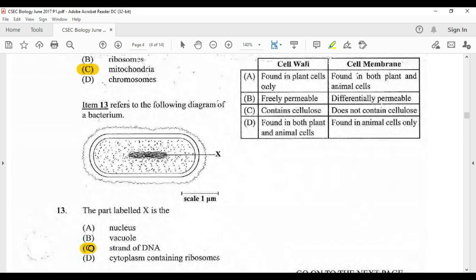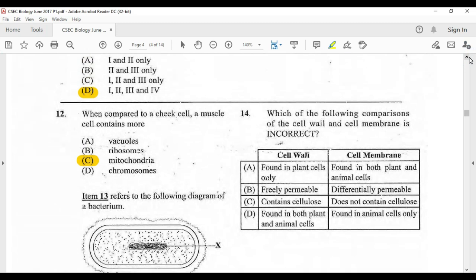Those are your best answers. All right, so now we move on to question number 14. Which of the following comparisons of a cell wall and cell membrane is incorrect? Now we're looking at a comparison here. So cell walls are found in plant cells only. That is true. Cell membranes are found in both plant and animal cells. That is true.